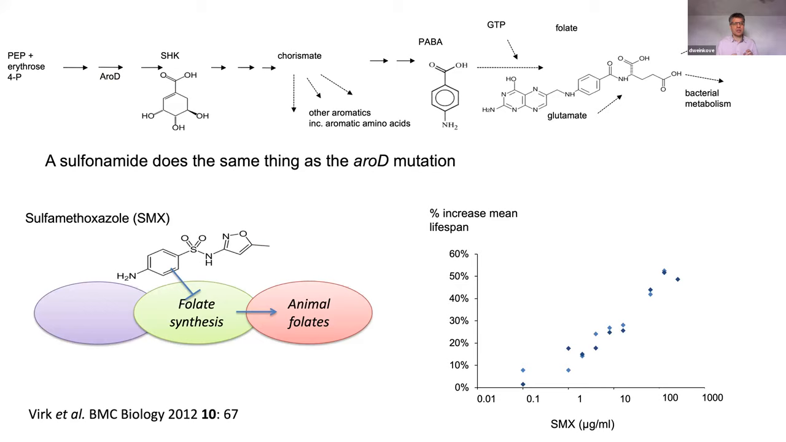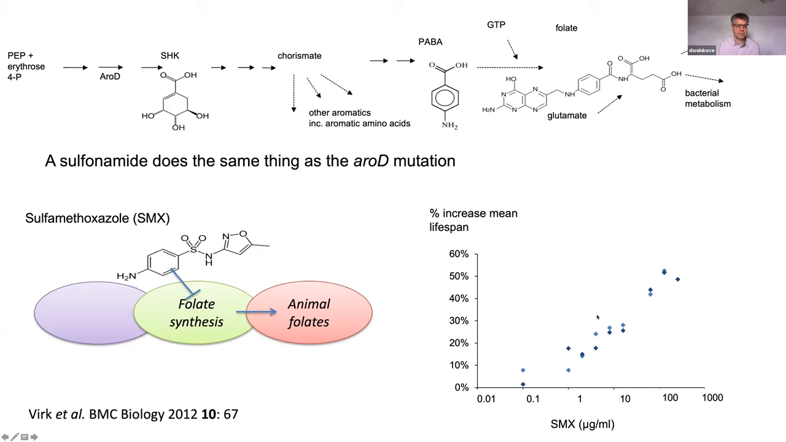And then if you put PABA back in the media, it shortens the lifespan again. And we also found that we can inhibit this pathway using a sulfonamide drug that competes with PABA and inhibits folate synthesis. And the drug affects the bacteria. So these three circles are supposed to represent the media, the bacteria, and the animal. So if we inhibit folate synthesis in the bacteria, we can cause an increase in the mean lifespan, and it's a relatively linear increase with the log concentration of the drug.